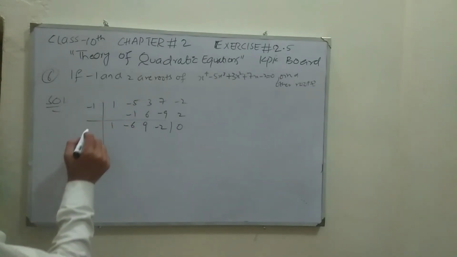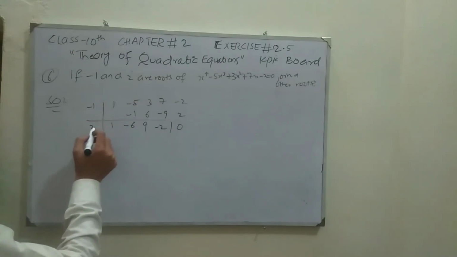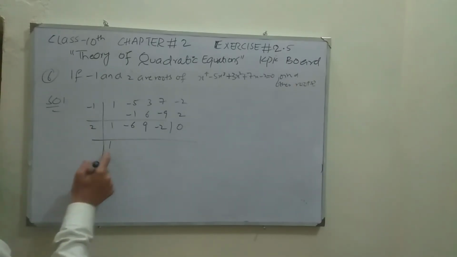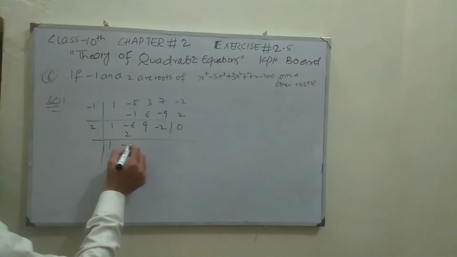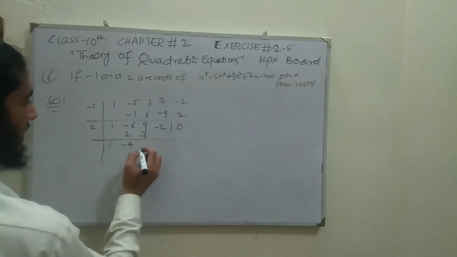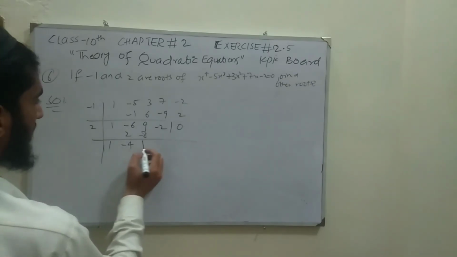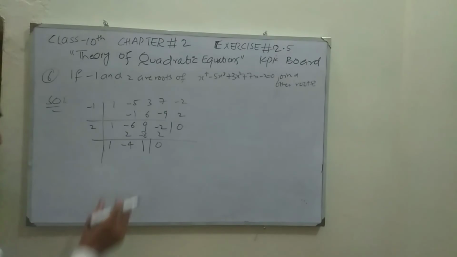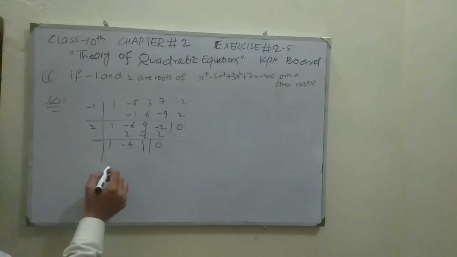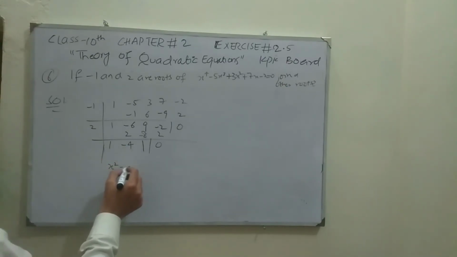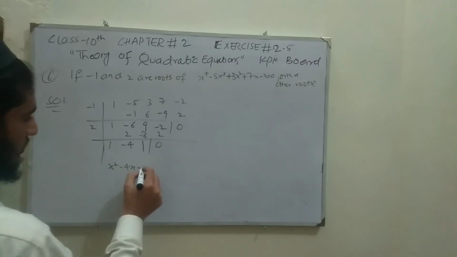Taking the second root 2, which is given, using synthetic division, 1 will comes down the same. 2 multiply 1 gives us 2, minus 6 plus 2 gives us minus 4, 2 multiply minus 4 gives us minus 8, and 9 minus 8 gives us just 1. 2 multiply 1 gives us 2. Here minus 2 plus 2 gives us 0. We can write 1, minus 4, 1 in the form of quadratic equation. One can write it as x square minus 4 times of x and plus 1 is equal to 0.